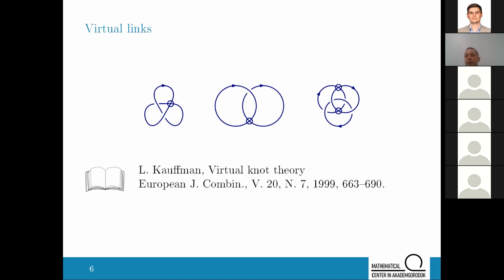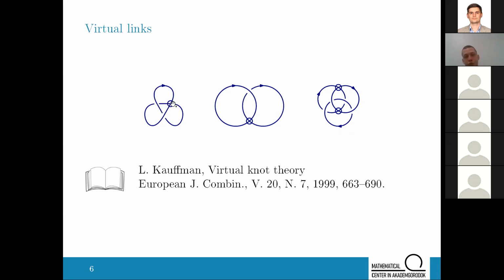So virtual links have a less convenient geometric interpretation, and it's easier to explain what virtual links are in terms of virtual link diagrams. Here I depicted three virtual link diagrams, and on these three examples I will explain what virtual links are. For me, a virtual link and a virtual link diagram are the same thing. A virtual link diagram looks very similar to a classical link diagram. It has crossings which are classical, where some part of the diagram goes over another and some under, but there is another type of crossing called a virtual crossing, and that's all the difference between virtual link diagrams and classical link diagrams.